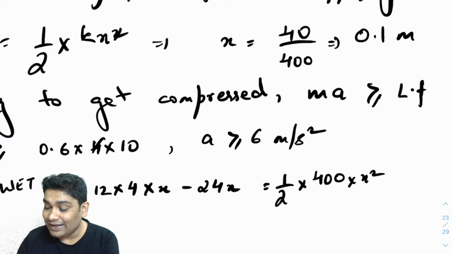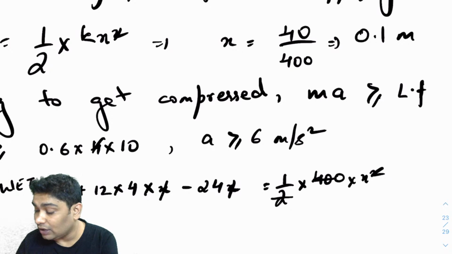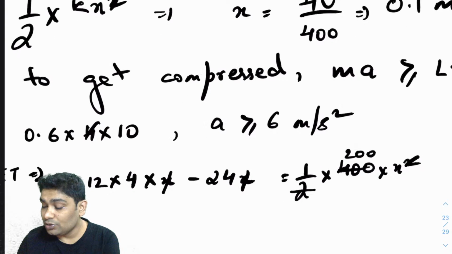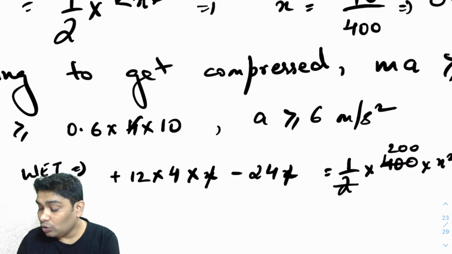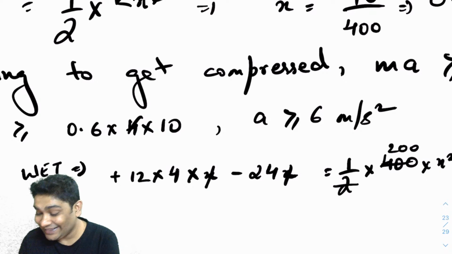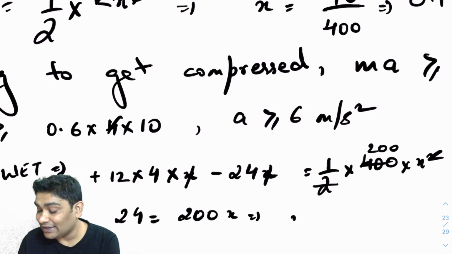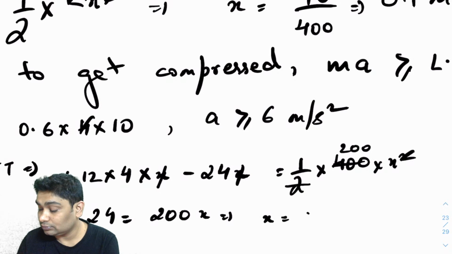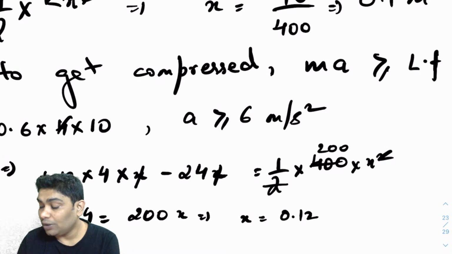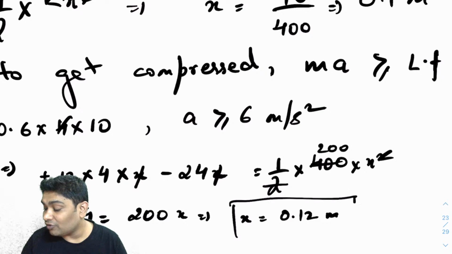Now you realize x and x would get cancelled here, and so you have 12 into 4, that is 48, minus 24, that is 24, equals 200x. From here you get x as 0.12 meters or 12 centimeters. So that is your answer for part C.